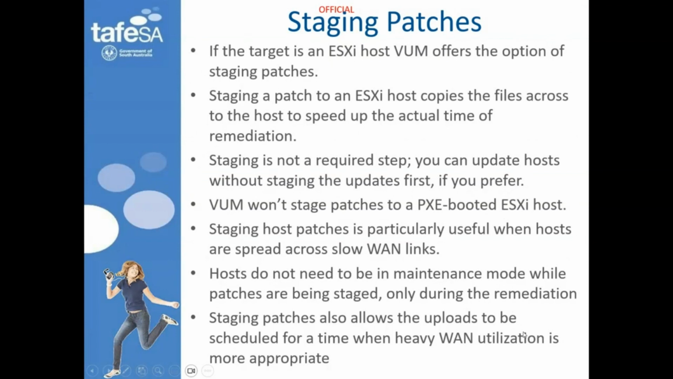So staging host patches is particularly useful when hosts are spread across a slow WAN link. Yeah, that's kind of bad. So if you have a vCenter and VUM, which is on a slow link to the ESXi host, then obviously staging is very important, because then you don't want to waste all that time downloading a big amount of data through a slow link. But that's not really that relevant these days. Most times they're going to be on a fast link between the host and the VUM, just in case.